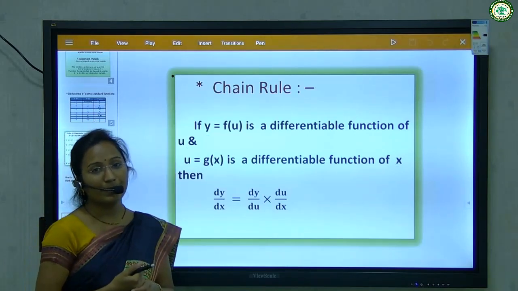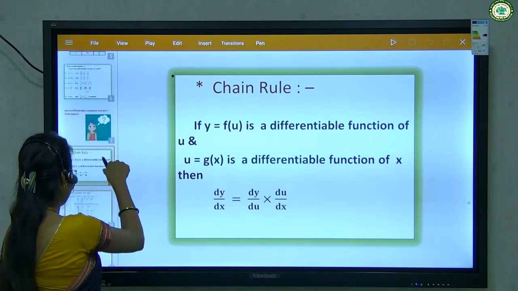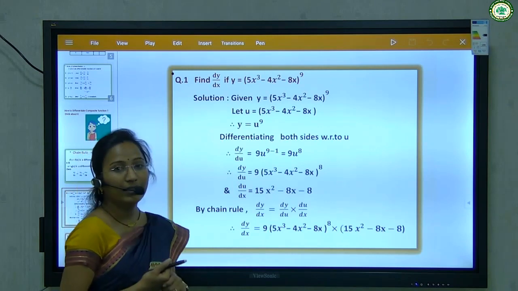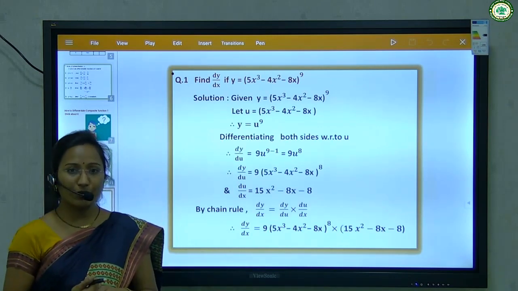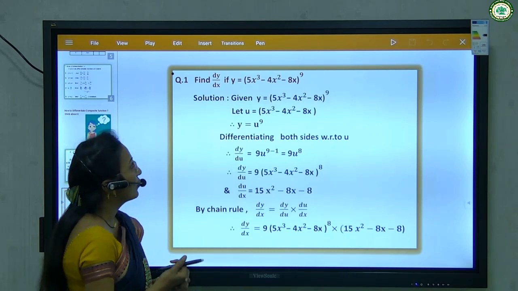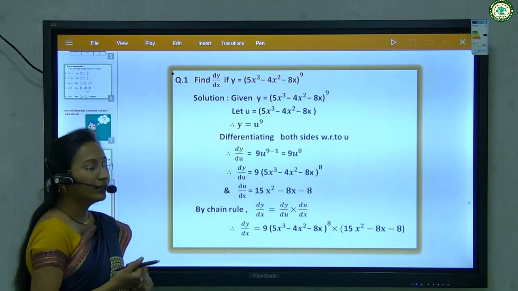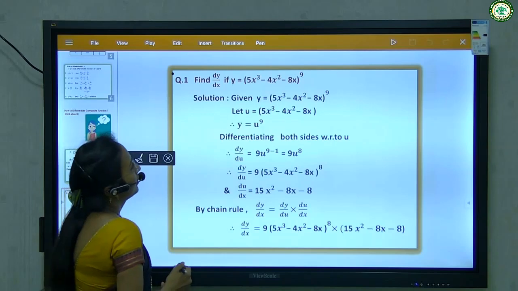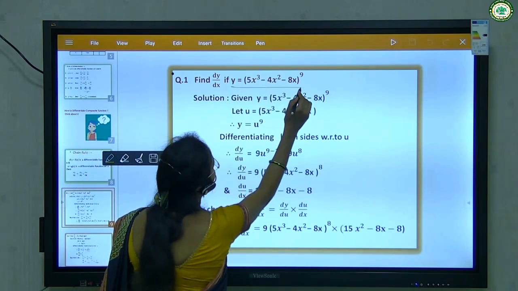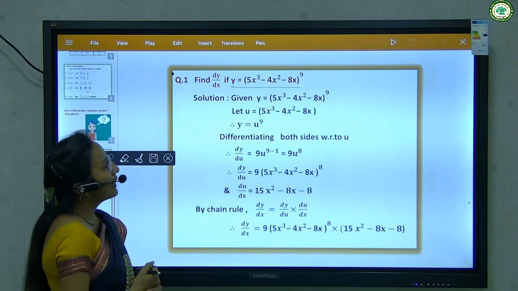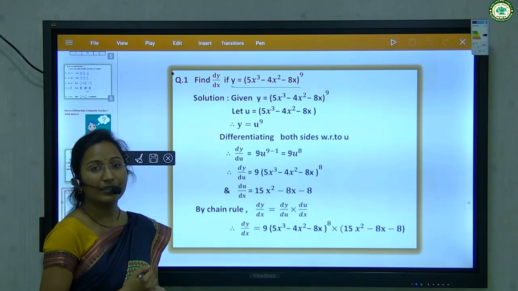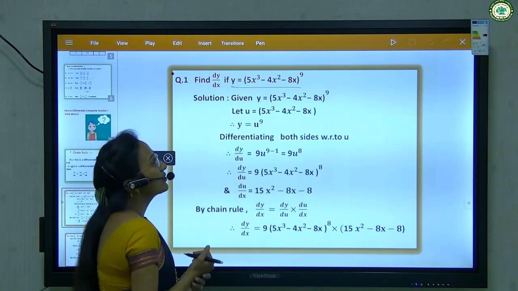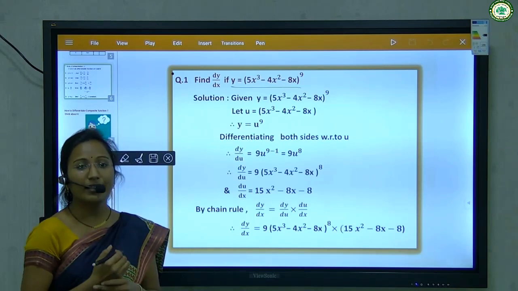Now let us solve some examples by using the chain rule. The first example: find dy upon dx if y is equal to, in brackets, 5x cube minus 4x square minus 8x, bracket complete, raised to 9. In this example, y is equal to 5x cube minus 4x square minus 8x raised to 9. It is a composite function because it is a function of a function.